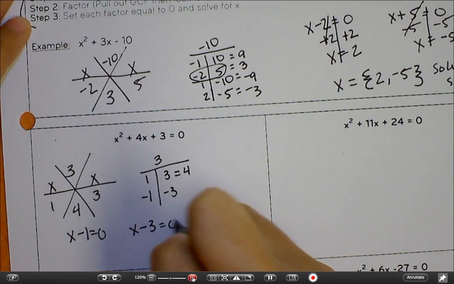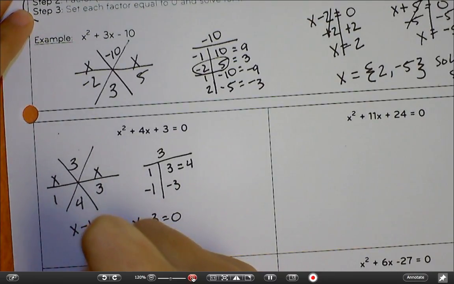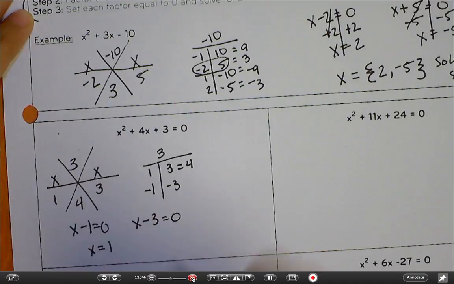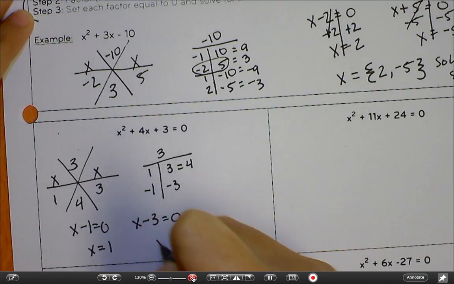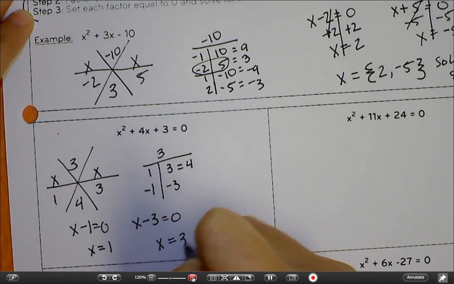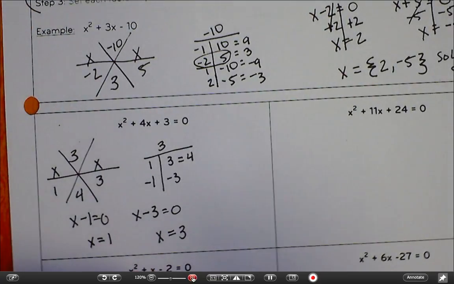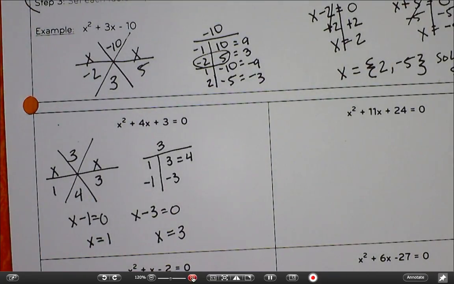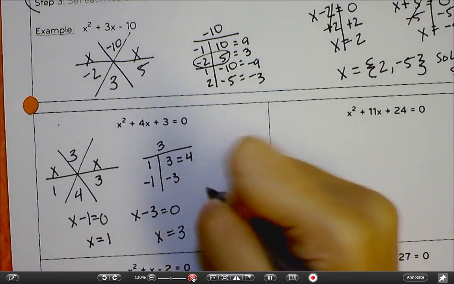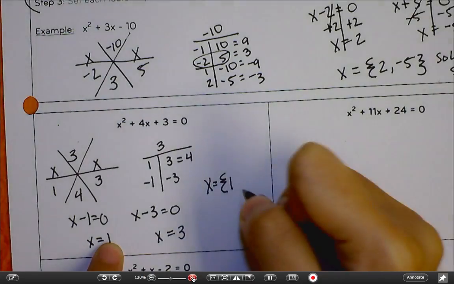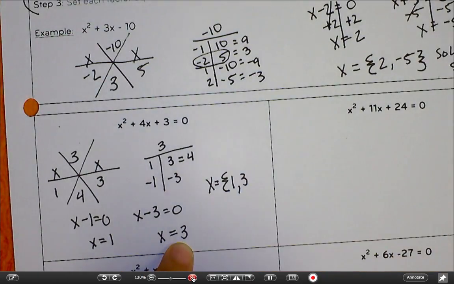Step 3, set them both to 0 and solve for x. Subtract 1 from both sides. x is going to give me negative 1. Subtract 3 from both sides. x is going to give me negative 3. Put this in your fancy brackets. x, fancy bracket, negative 1, comma, negative 3.